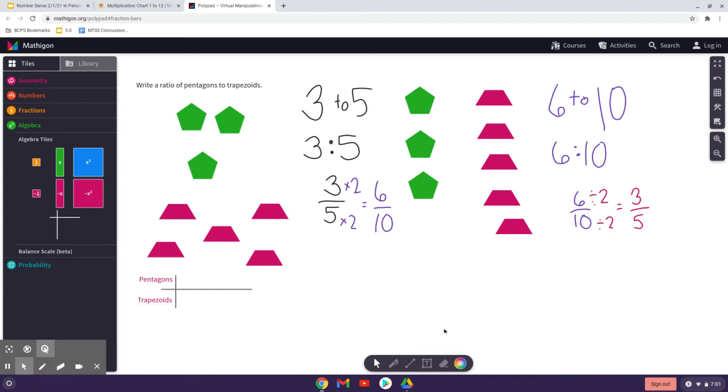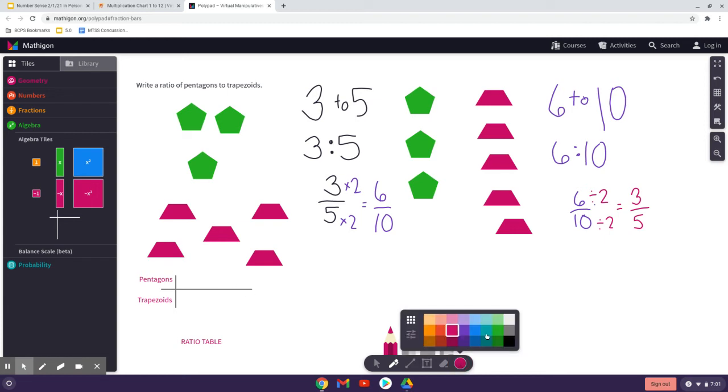Now, one thing we can also do here is we can create something that's called a ratio table. And what I like about a ratio table is it helps to organize all of this into one clear, concise table. So if I said one round of pentagons to trapezoids was 3 to 5, I could go in here and I'm going to use blue. I could say, hey, I have 3 pentagons, I have 5 trapezoids, and then I could also have 6 pentagons and 10 trapezoids.